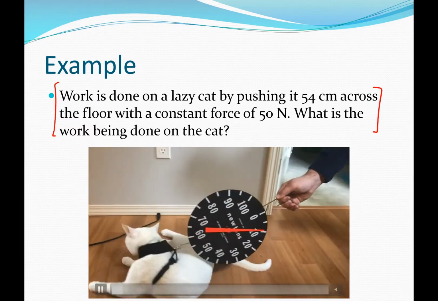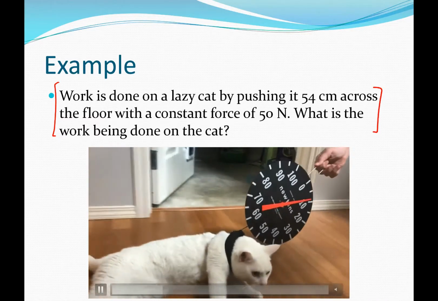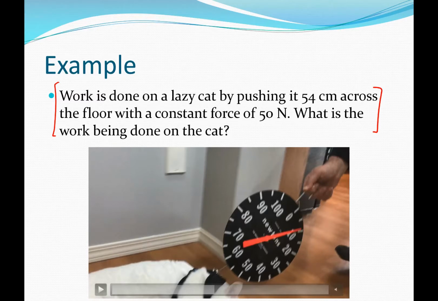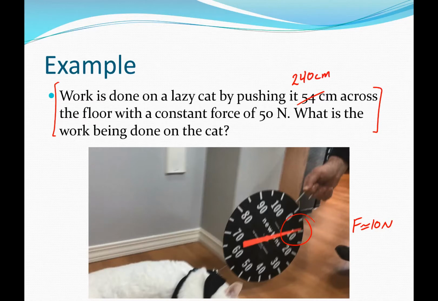But that actually measures the force for us. So as we're pulling it along, wait until it gets pretty constant. Right about there, we'll pause it. So it looks like we've got about 10 newtons of force. Let's write that down. So about 10 newtons of force being applied pretty consistently to drag him across the floor. I also measured the distance that we traveled there. The distance itself wasn't 54 centimeters, probably closer to 240 centimeters.